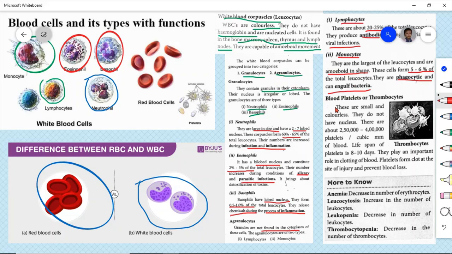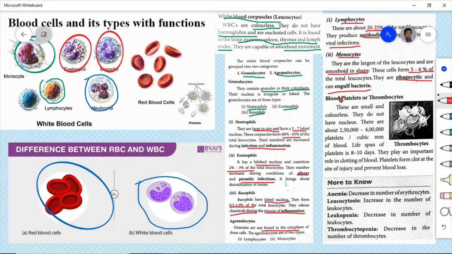Then the third one is blood platelets or thrombocytes, the third formed element. These platelets are also very small and colorless. There is no color. These thrombocytes do not have a nucleus. Thrombocytes also do not have a nucleus.